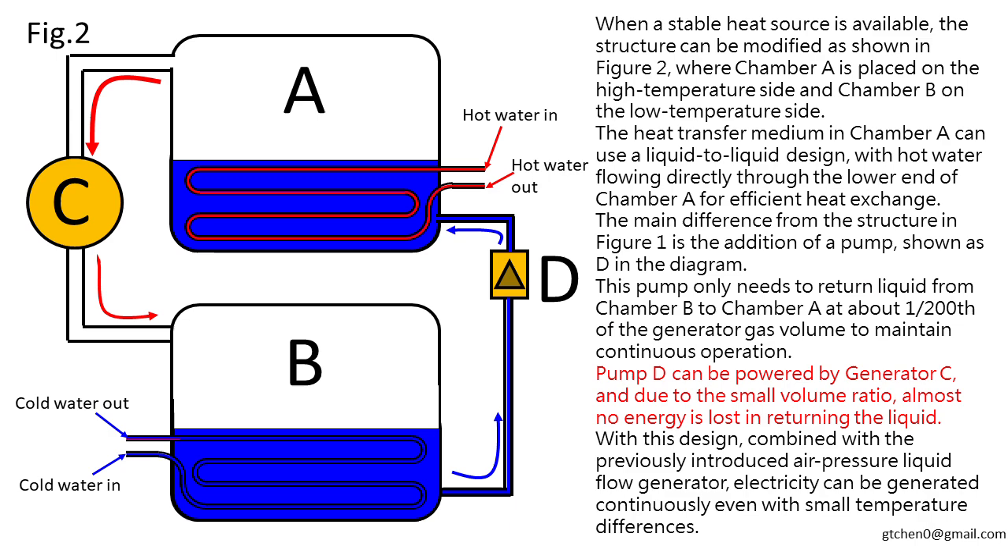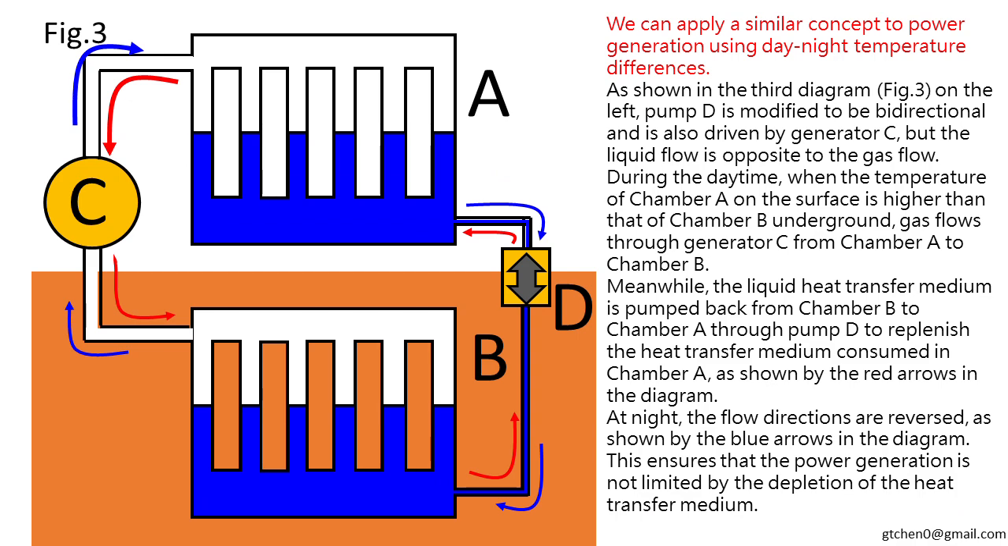Pump D can be powered by generator C, and due to the small volume ratio, almost no energy is lost in returning the liquid. With this design, combined with the previously introduced air pressure liquid flow generator, electricity can be generated continuously even with small temperature differences. We can apply a similar concept to power generation using day-night temperature differences. As shown in the third diagram, Figure 3 on the left, pump D is modified to be bidirectional, and is also driven by generator C, but the liquid flow is opposite to the gas flow.